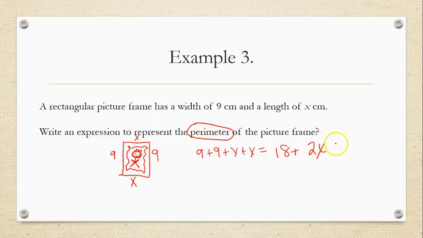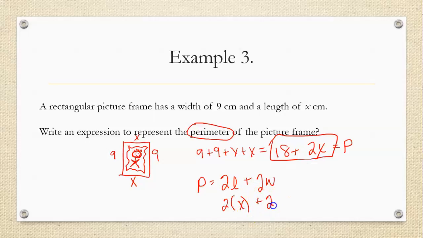We get 18 plus 2x will give us the perimeter. Now you might also remember the perimeter formula to be 2 times the length plus 2 times the width. It's just kind of like a shortcut way because we know in a rectangle there are 2 lengths and 2 widths, right? So you could do 2 times the length, which is x, plus 2 times the width, which is 9. And we'll get the same answer, 2x plus 18. So it kind of just depends how you want to remember that.